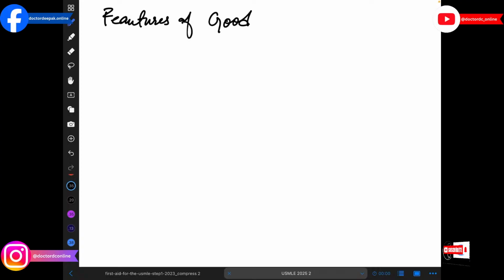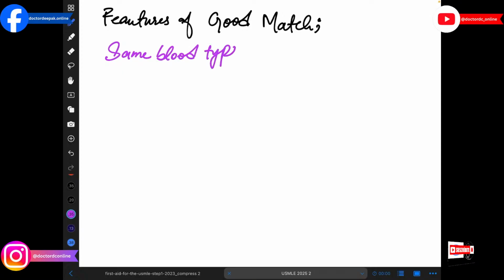Now we'll talk about the features of a good match. In a good match, there is the same blood type, and they have the same or close MHC, one or two molecules.